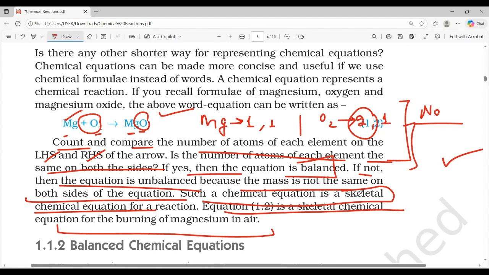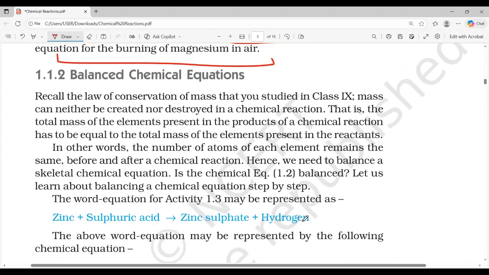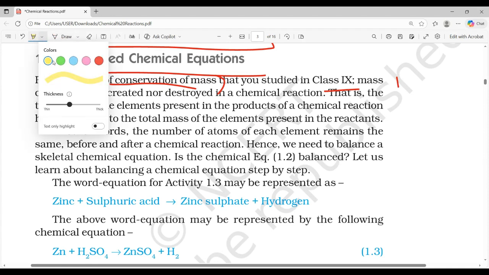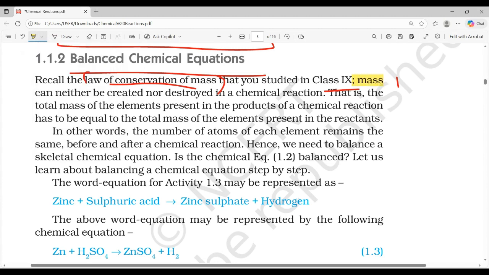Yes, we agree. Next, balanced chemical equations. Now what are balanced chemical equations? We have already studied the law of conservation of mass in the chapter Atoms and Molecules of class ninth. What it means is that mass can neither be created nor be destroyed in a chemical reaction. As you can see, it's very important.